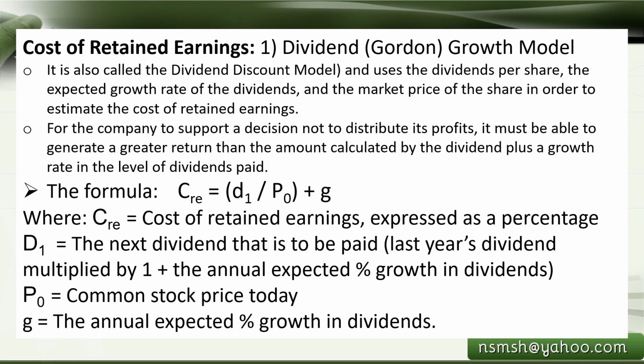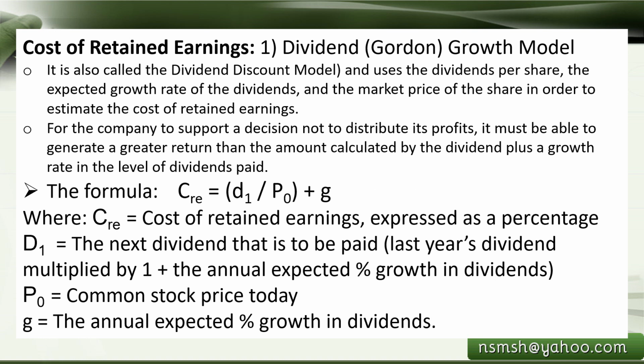So the cost of retained earnings based on the dividend growth model, it can be called. So maybe if there is a multiple choice question, you will see what is the Gordon growth model. So that is the dividend growth model. It is also called the dividend discount model and uses the dividends per share, the expected growth rate of the dividends, and the market price of the share in order to estimate the cost of retained earnings.